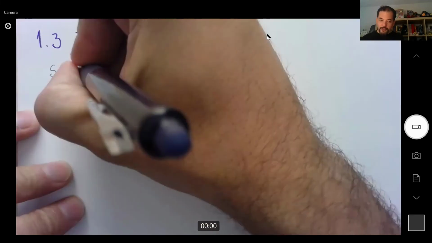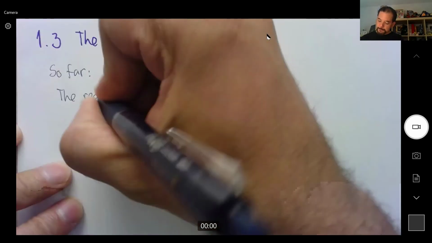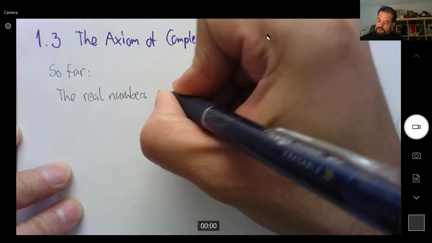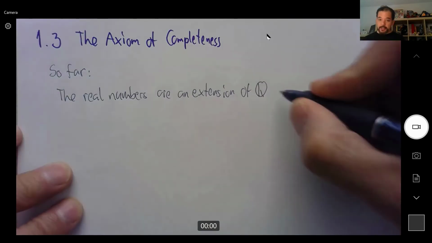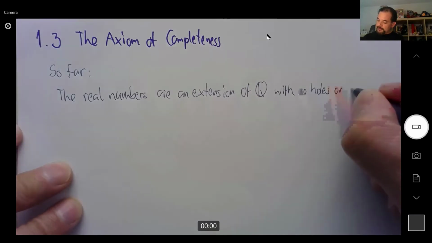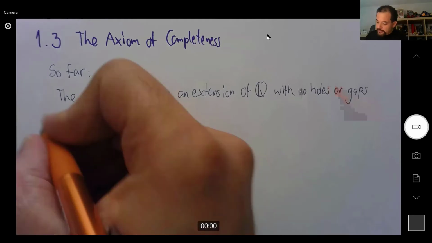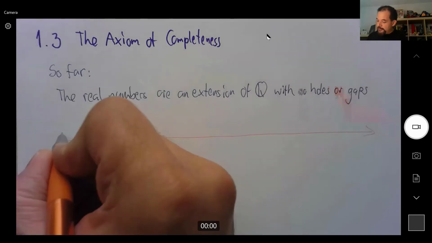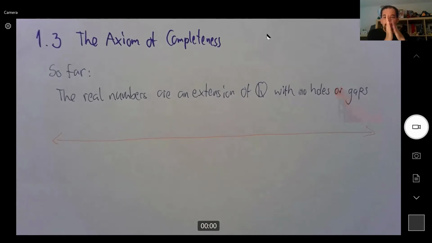So here's where we are so far. We know that the real numbers are an extension of the rational numbers, and we know that there are no holes or gaps, right? The reason we know that is because we like to think of the real numbers as the real line, the entire real line. And we already saw that the rational numbers have holes, right? Because in between two rationals, it's not true that all of the numbers in between are rational.